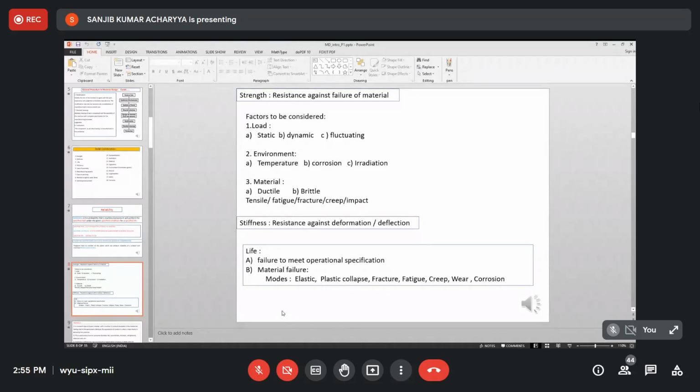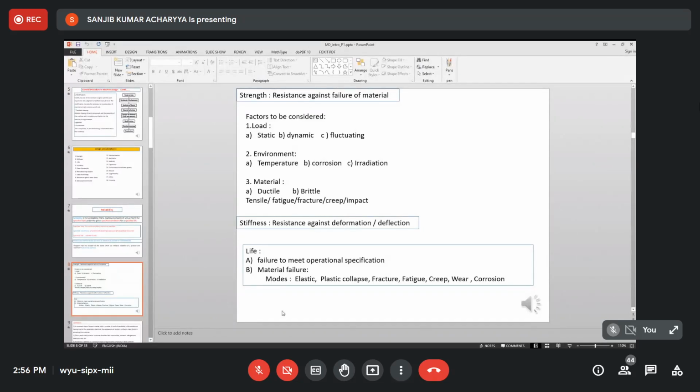Here I am trying to convey what kind of knowledge a designer requires for an appropriate or acceptable design. While strength is concerned, you have to know the nature of the load, nature of the environment, nature of the material, nature of the failure mechanism, etc.